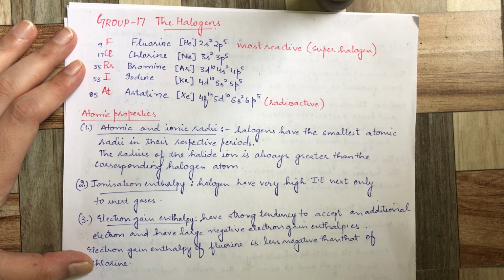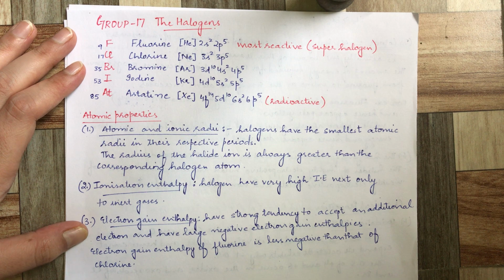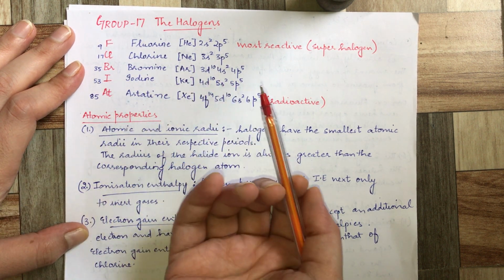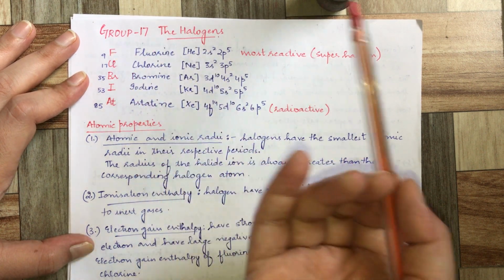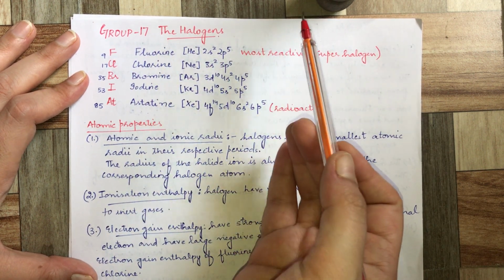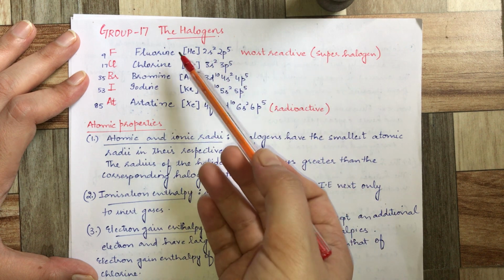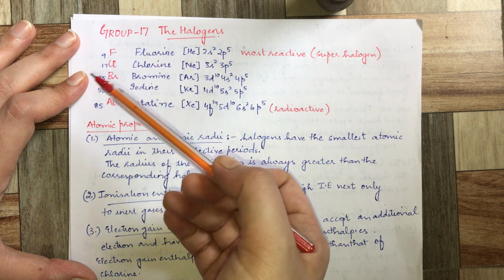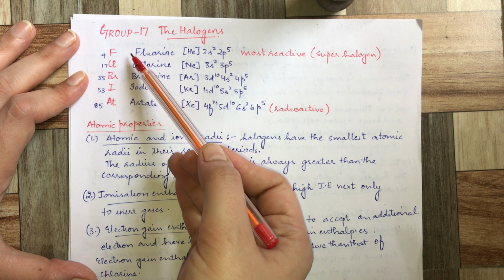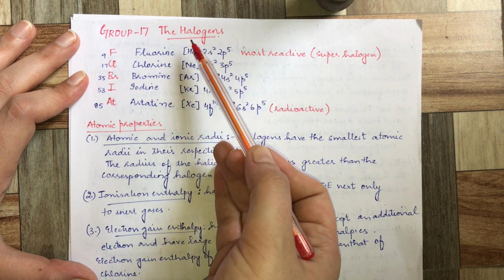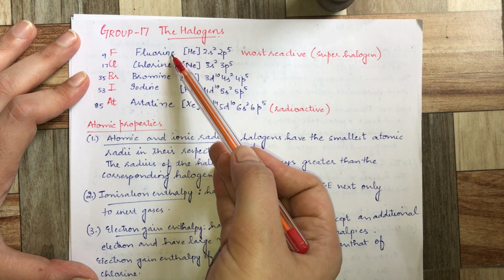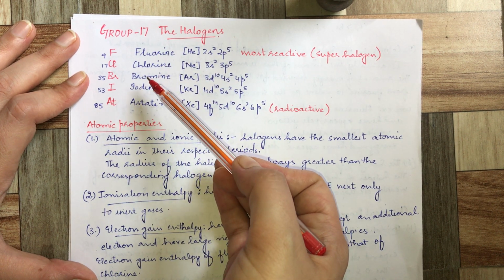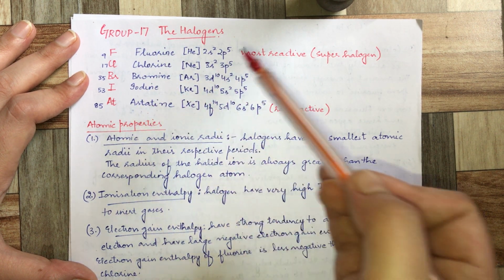Hello students, in this video we'll talk about another group of P block, that's group 17, the halogens. That's the 17th group, and the elements collectively are called the halogens. So we start with group 17. The elements in group 17 start from fluorine, then chlorine, then bromine, then iodine and astatine.